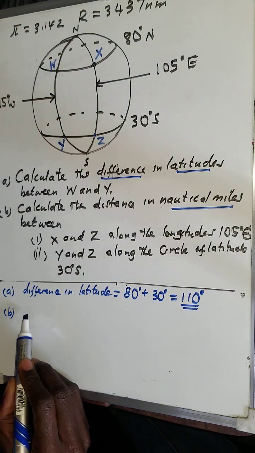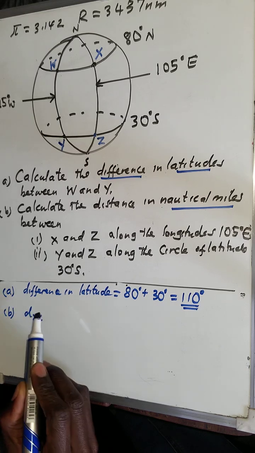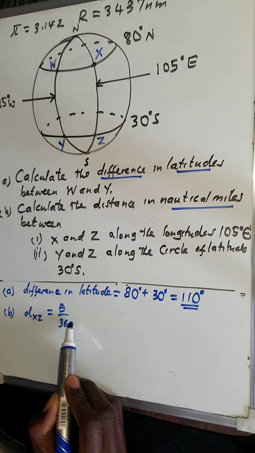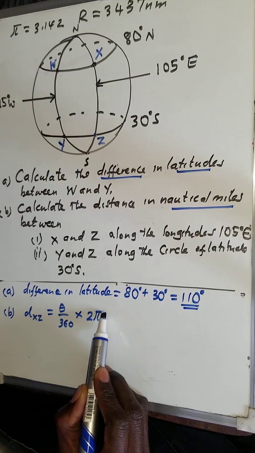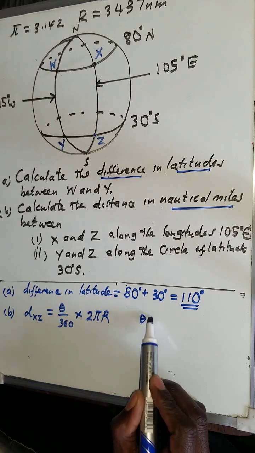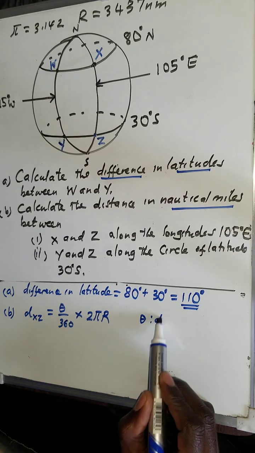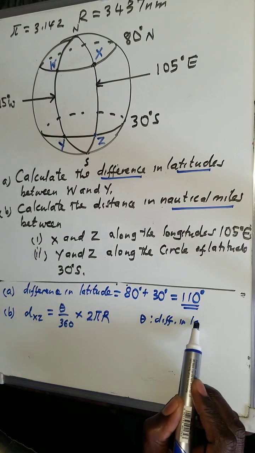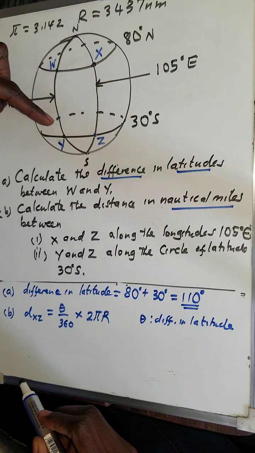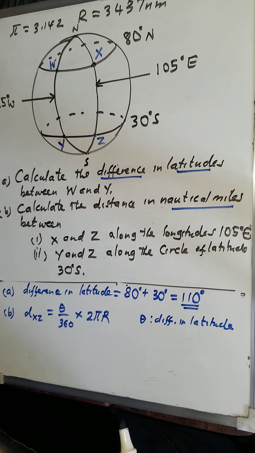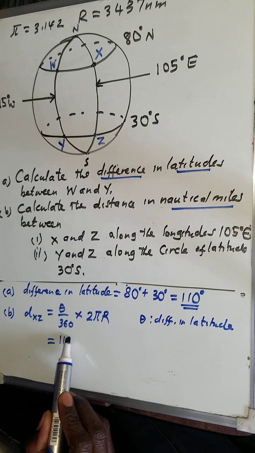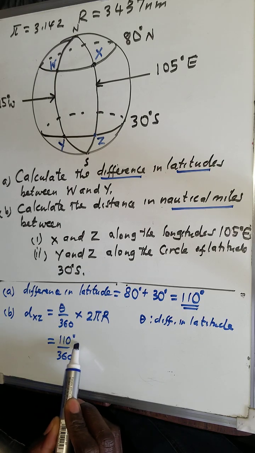If you remember the formulas that we taught you, the distance XZ, that is along the longitude, is simply given by theta over 360 multiplied by 2 pi multiplied by the radius of the earth. Now remember that theta there is representing the difference in latitude, where X and Z align, and that is what we calculated as 110.